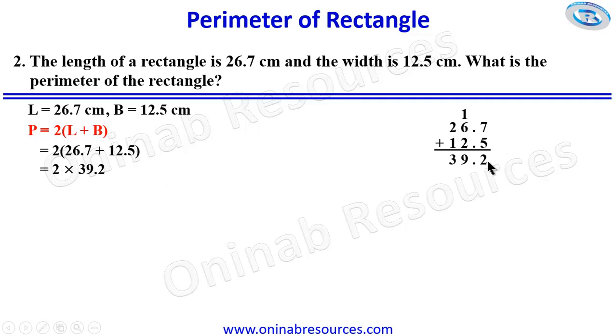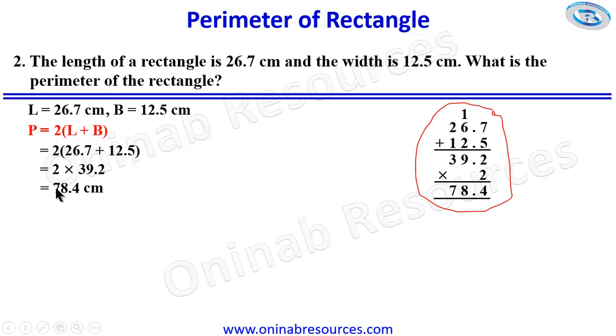We are multiplying this 39.2 by 2. 2 times 2 gives 4. Place your point. 2 times 9 is 18. We write 8 and carry 1. 2 times 3 gives 6, plus the 1 we carry gives 7. So we have the perimeter to be 78.4 centimeters. And that's all for problem 2.